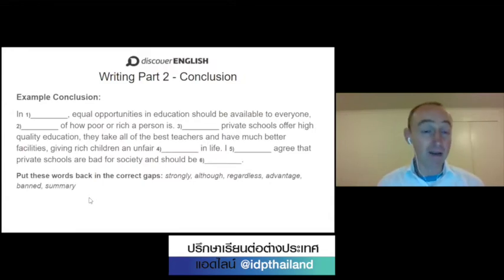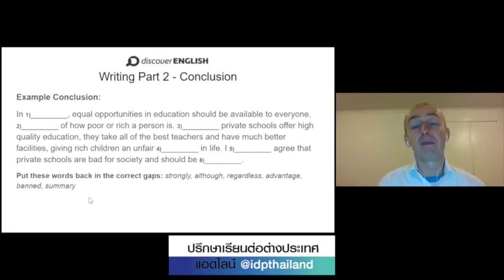And as I've mentioned before, that is your conclusion, basically. It's fairly simple. You are summarizing the main ideas, which is what you can see in those first 2 sentences. And then in the final sentence, you're just telling the reader clearly what your opinion is, to what extent you agree or disagree with the task.